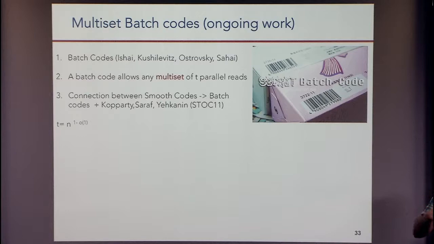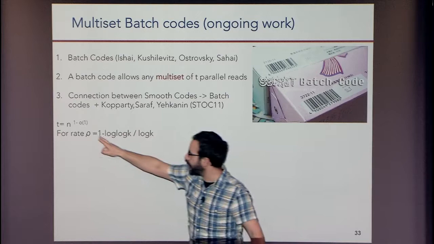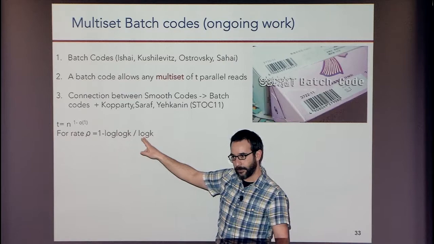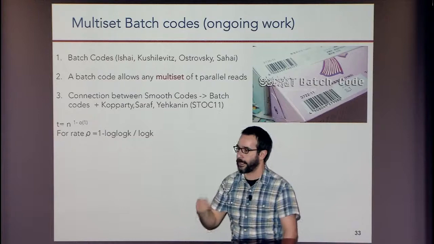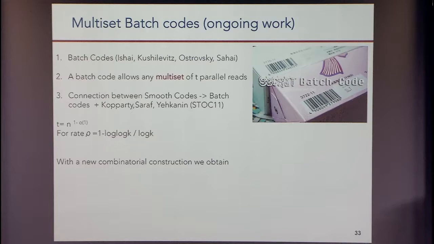You can support an amazing, almost linear number of parallel reads with rate approaching one, which is great, right? If you combine this construction, which to my understanding is one of the state of the art for smooth codes, with getting a batch code from a smooth code. Now, what I'm going to show you in the 15 minutes that I have left is a much, much, much easier, I think, combinatorial way of getting this.